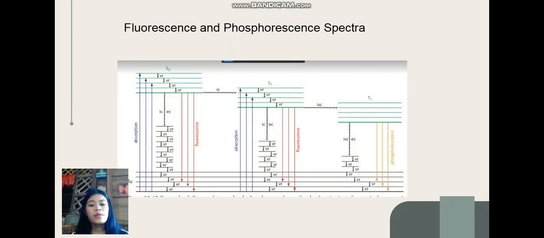As you can see in the picture, there are colors. The black line at the bottom is the ground state, while the green lines above are the excited states. S1 and S2 are both singlet states. The blue arrow is absorption. The downward red arrow is fluorescence, while the one at the side, the orange or yellow arrow, is phosphorescence.